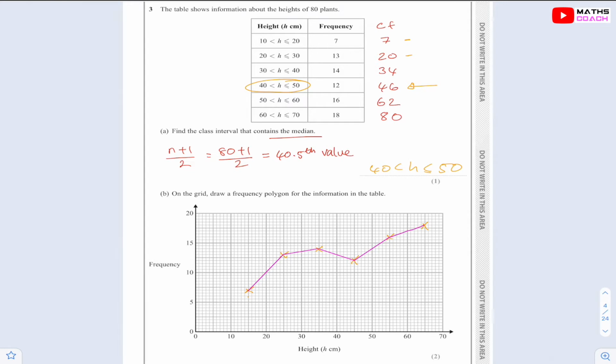Now, some students leave the polygon like this. If you look back at this table, the minimum we have is 10 and the maximum we have is 70. So it's very important that you actually go down and meet those numbers, and that will create your polygon, as now you have your polygon closing with the x-axis and making a shape.